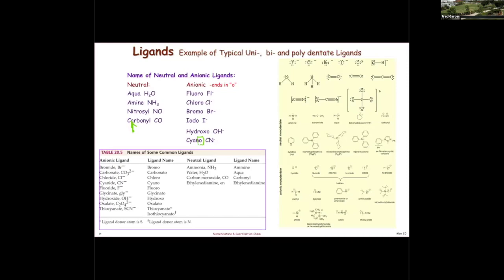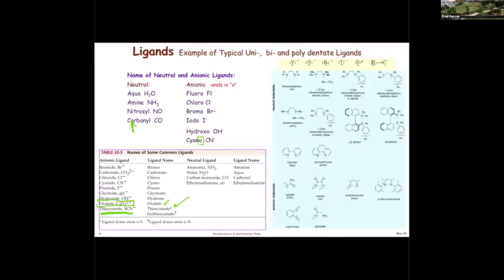So here are more examples. Pay attention to oxalato. That's the oxalate ion, but as a ligand, it's called oxalato. Notice it has a charge of -2. Thiocyanate, as a ligand, is thiocyanato. So these are just names of the ligands, and if you have a good list, then you're set.